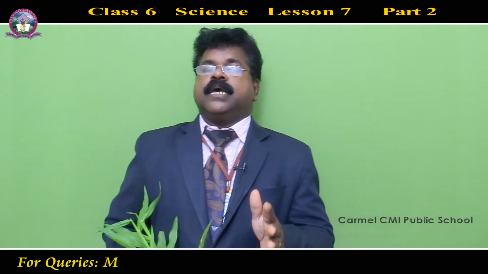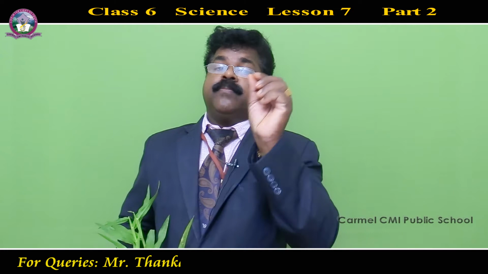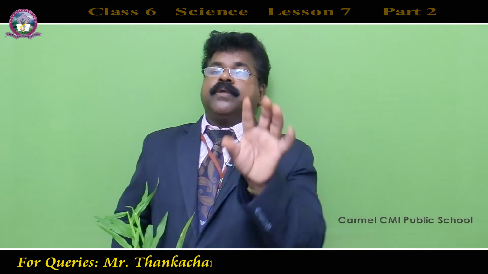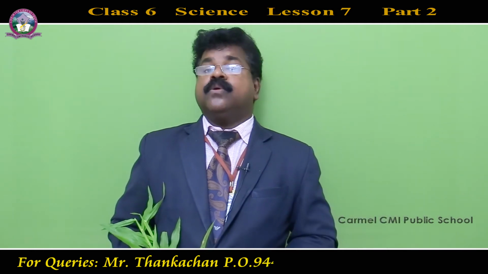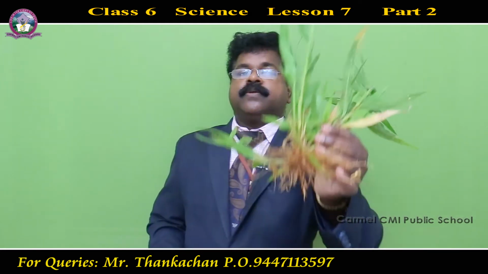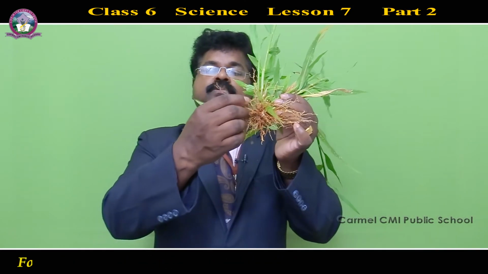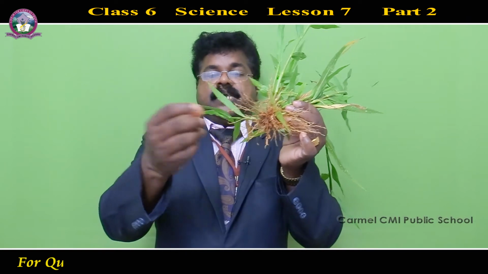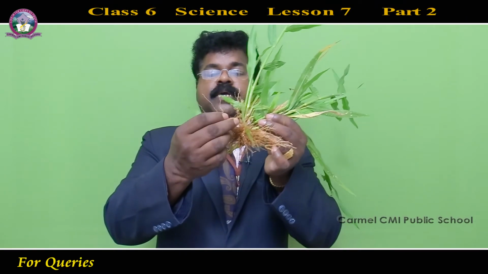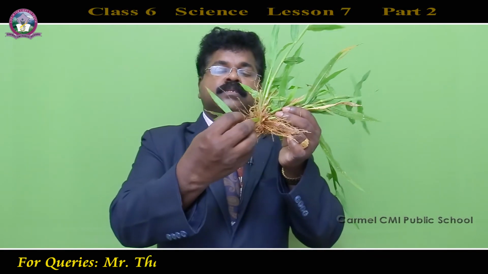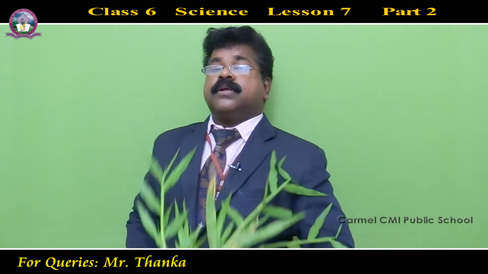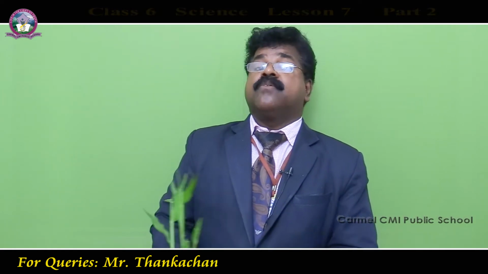In some plants like mango, guava plant and all, you can observe the roots have a main root, and from the main root many lateral roots also originate, some branches also originate. And here you can observe in this grass, all the roots are almost similar in size. There is no main root and there is no lateral root. All the roots are similar, and such roots are known as fibrous roots.